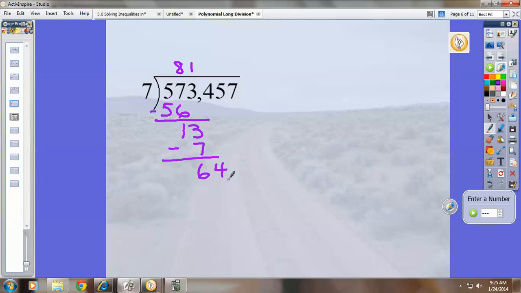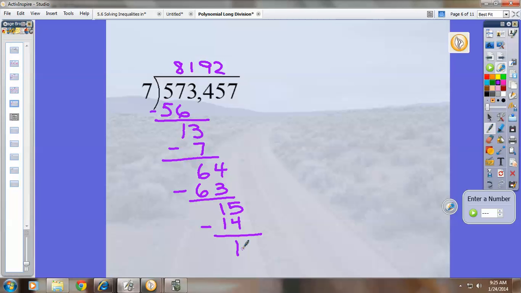So how many times does 7 go into 64? 9 times. So write 9 above the 4. 9 times 7? 63. Then what are we going to do with 63? Subtract it. 64 minus 63 is 1. What's next? Bring down the 5. So how many times does 7 go into 15? 2 times. So 2 times 7 is 14. Subtract. 15 minus 14 is 1.